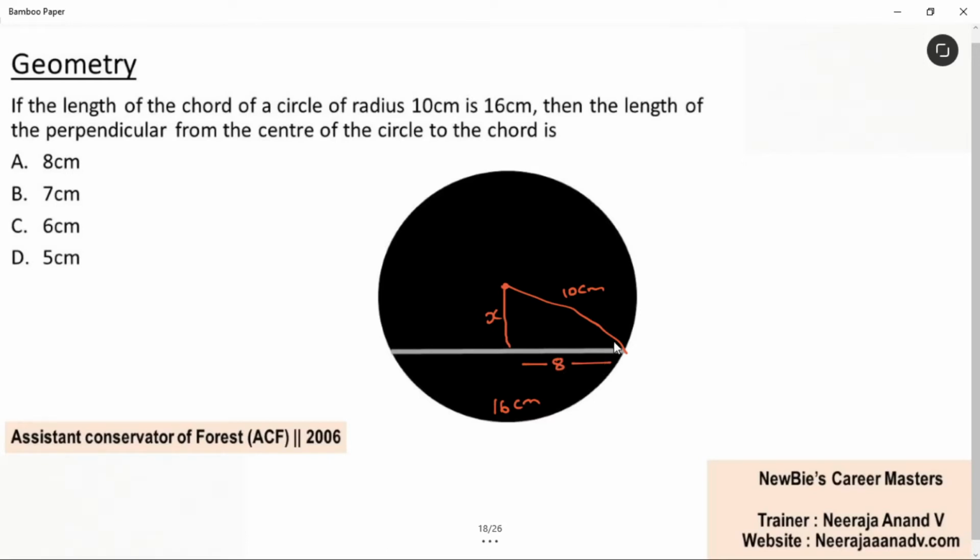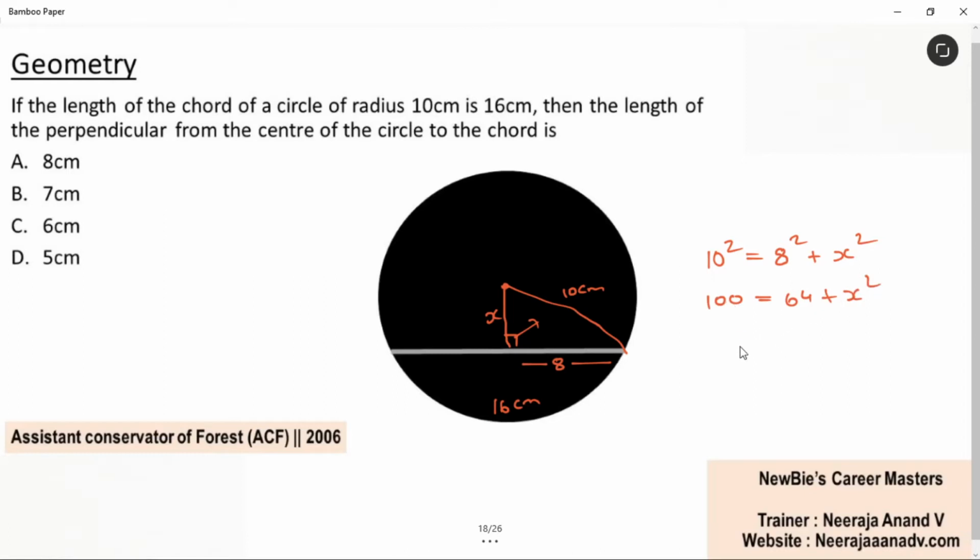Now it is a very simple question. We can use Pythagoras theorem because this is a right angle. Hypotenuse square is equal to adjacent square plus opposite square. Yes, do it. This value is 100 and this value is 64 and this value, let it be x square.